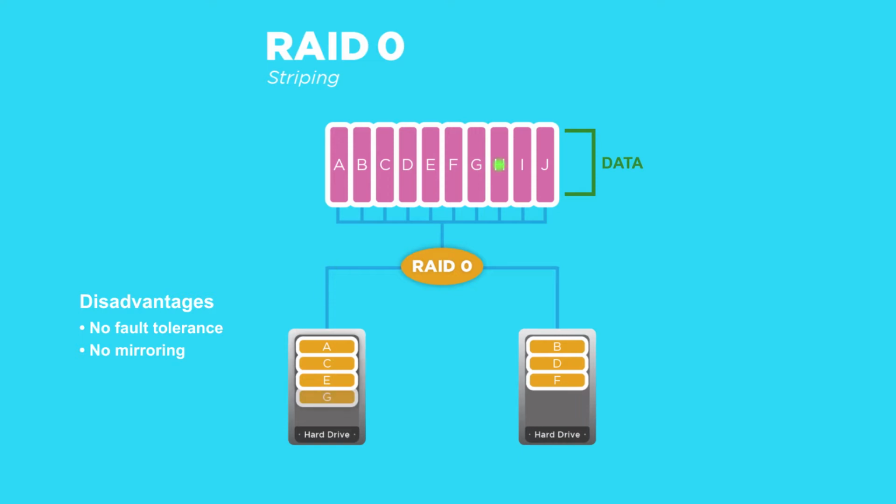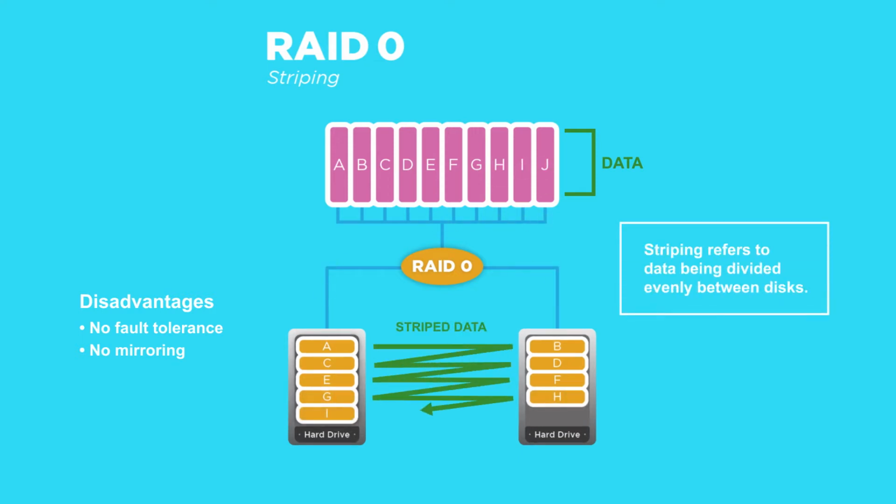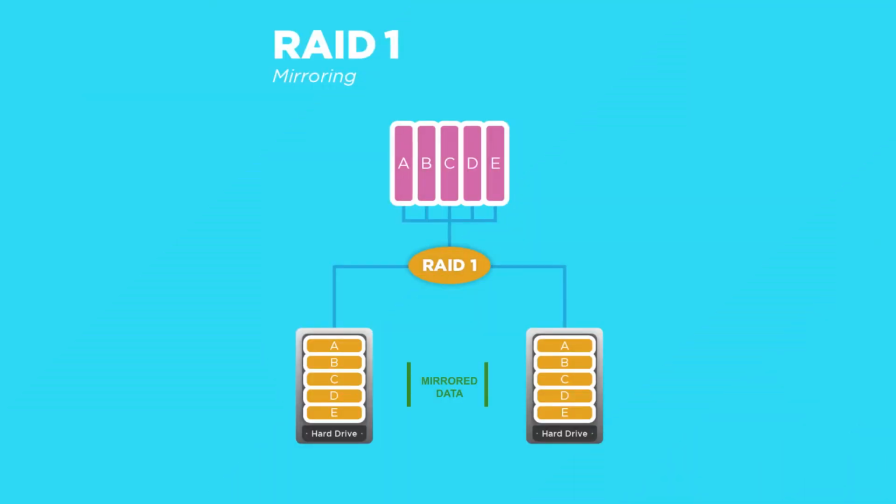RAID 0 works by data being striped across two separate disks. However, considering RAID 0 is not fault tolerant, if a single drive fails, all data is lost. The only benefit of using RAID 0 is an increase in speed, as the two disks are basically operating simultaneously instead of one.